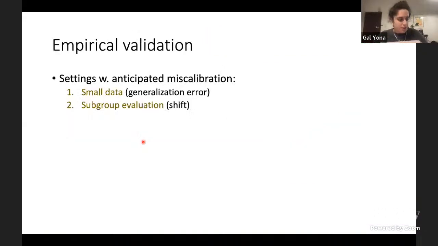Okay, so I'll take maybe 2 more minutes just to describe a bit of empirical validation of these theoretical results. Basically we look at 2 settings where miscalibration is naturally occurring. The first is when we learn on small data. As I've mentioned, even if we're calibrated on our small data, we expect to see some generalization error. And the second is a setup of subgroup evaluation. So I'm evaluating on subgroups that the model was not actually trained on. This constitutes a form of distribution shift, so we also expect to see some miscalibration there.